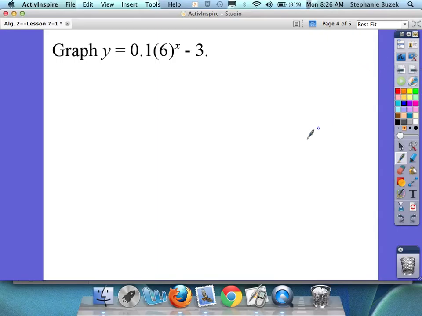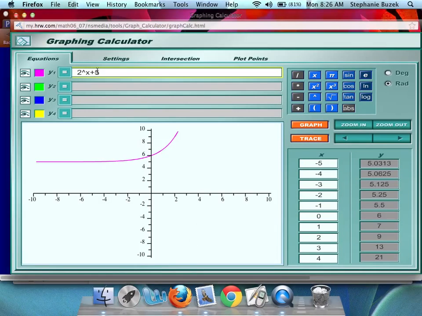So 0.1 times 6 to the x minus 3. Exactly how it is shown. So 0.1 times, there you go. Notice how I did that. 0.1 times 6 to the x, yes, minus 3. Now, you think it's going to be shifted down 3. Let's see. Yeah. Ooh, yep. There you go. Good call. Good call. Now, it looks like it actually touches the 3, but it really doesn't.